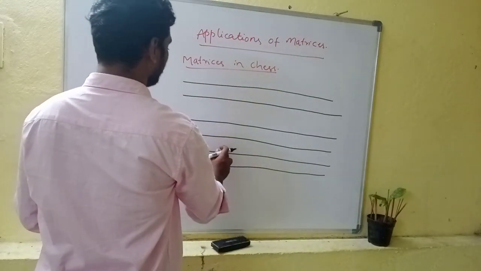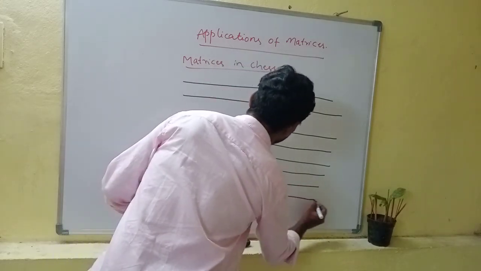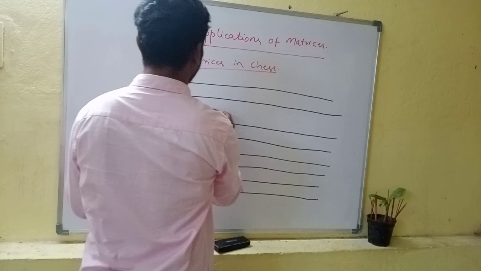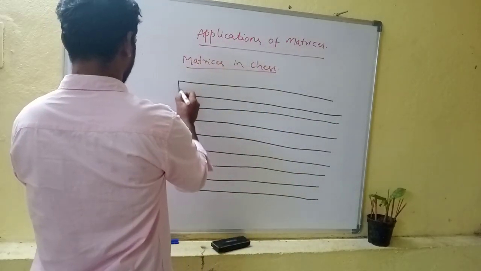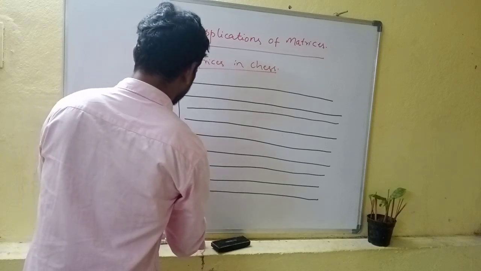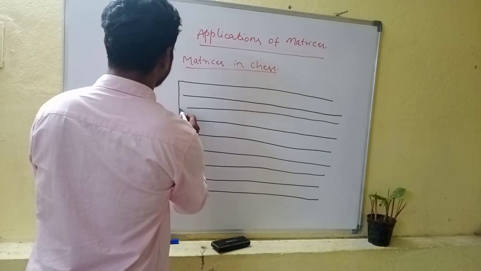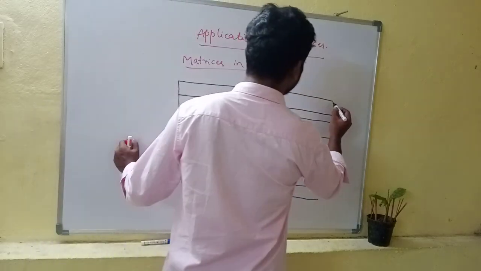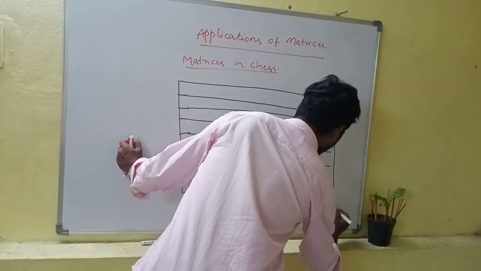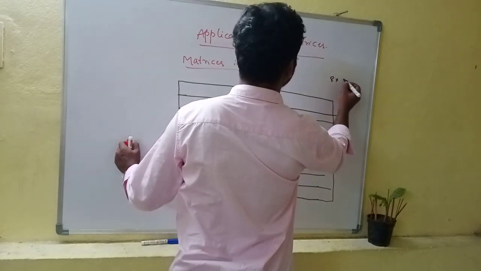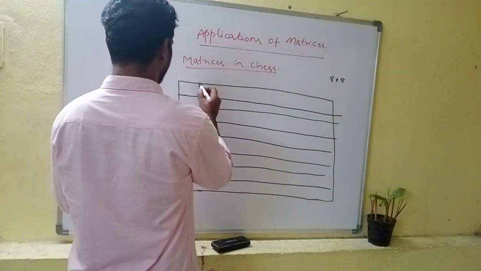1, 2, 3, 4, 5, 6, 7, 8. So in a chessboard, there are 8 rows and 8 columns. So you can say a chessboard is an 8 by 8 matrix, right? This is an 8 by 8 matrix. The order of the chessboard is 8 by 8. So I have to divide it into 8 columns.